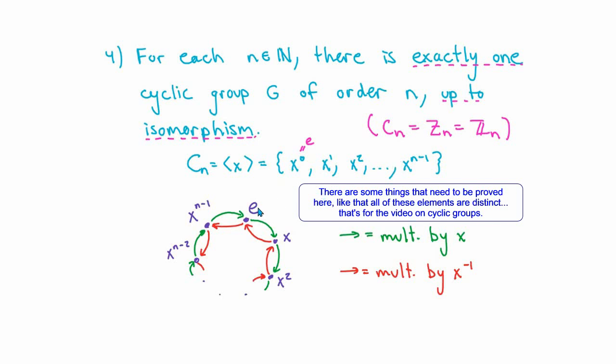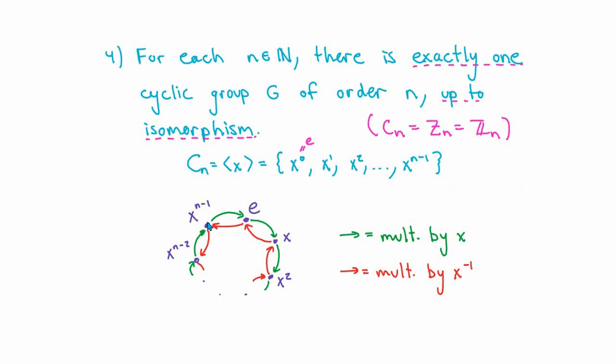If you start from the identity and you multiply by x again and again, you go to higher and higher powers of x until you get to x to the n minus 1, and then when you multiply by x again, you get back to the identity. Similarly, if you start from the identity and you multiply by x inverse, you cycle through the elements in the opposite direction. Now, I'm not going to go through all the rigorous details to prove what I just said. We can leave that for a later video, but I just want to put this in your head for now so that you can think about it.